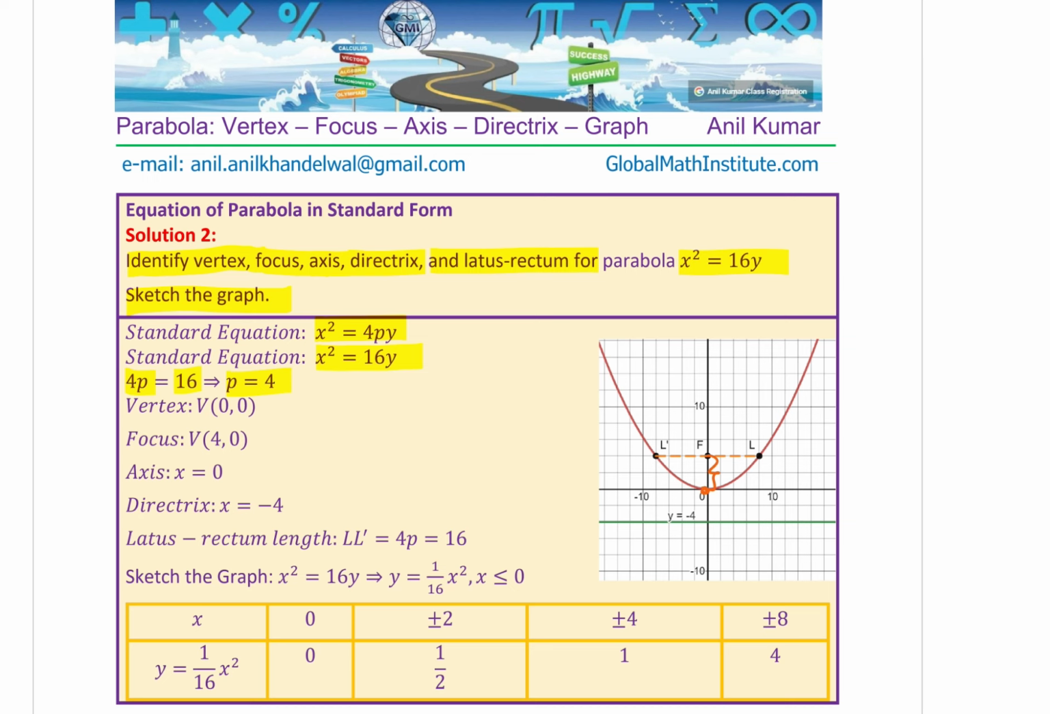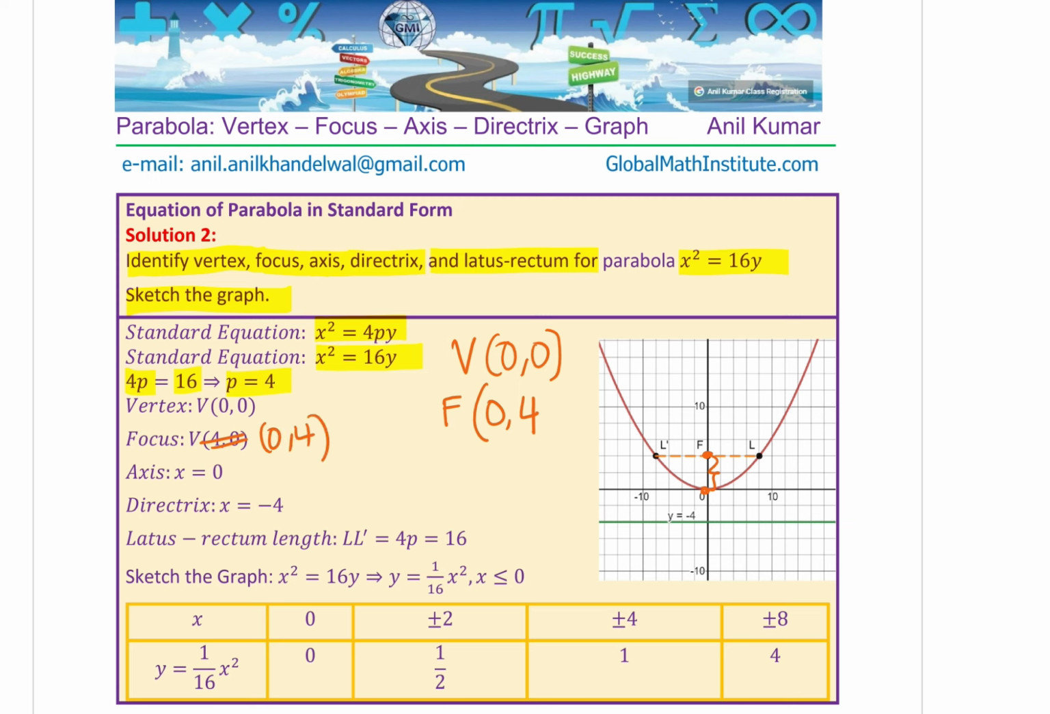In the standard form, we know that the vertex is at 0, 0, and the focal point for a parabola which opens up will be p units up, and therefore it makes sense to write the focal point as 0, 4. So at 0, the focal point will be 4 units above. So that becomes the focal point as you can see here. This is basically 0, 4.